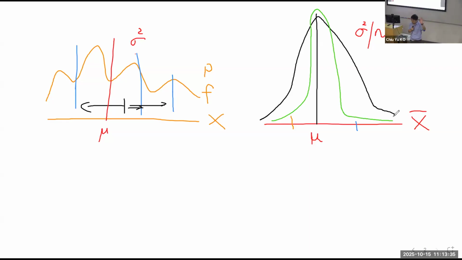So when the sample size is large enough, the sample mean will be as close to the population mean as possible. You're sure to get it, basically, if you keep collecting data. There's no way you are not getting it. There's nothing other than the population mean. Okay, that's what it says.